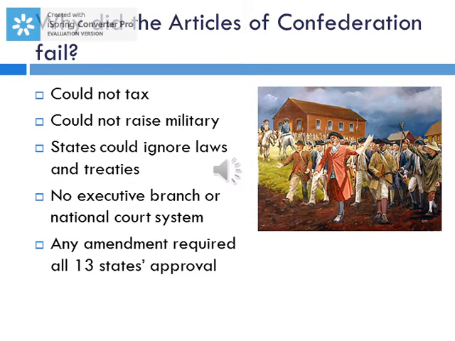So why did the Articles of Confederation not work? Well, the Articles could not tax. They could not raise a military. States could ignore the laws and treaties, and states taxed each other and put tariffs on each other. States had their own money. It was really chaotic. There was no executive branch to enforce the laws, no national court system, no Supreme Court, and any change to the Articles of Confederation required all 13 states to approve it.